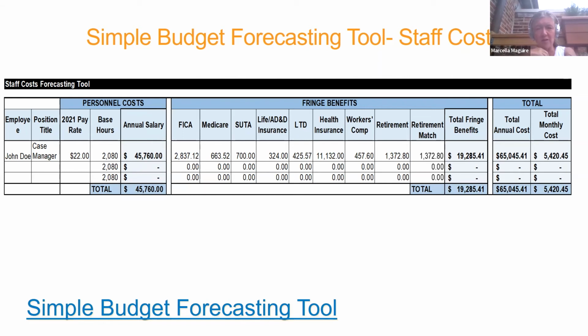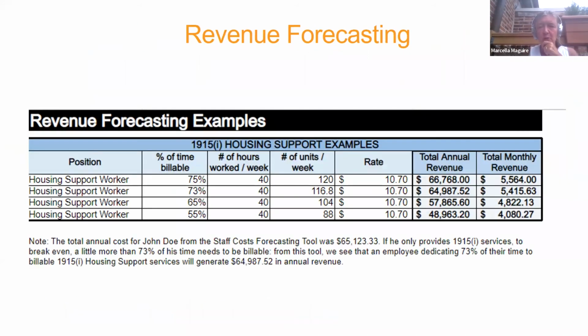You should be able to download that. Obviously your names will be different, your positions will be different, but you can put all of these assumptions in there, and the spreadsheet is built for you to be able to share that information. So that looks at simply, what does it cost to employ a direct services person?